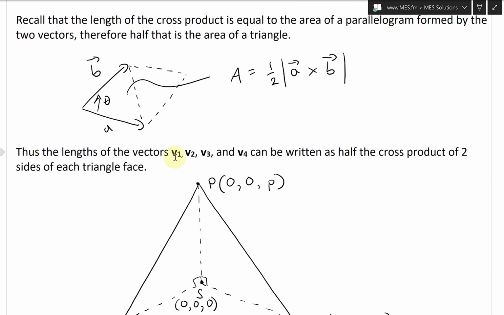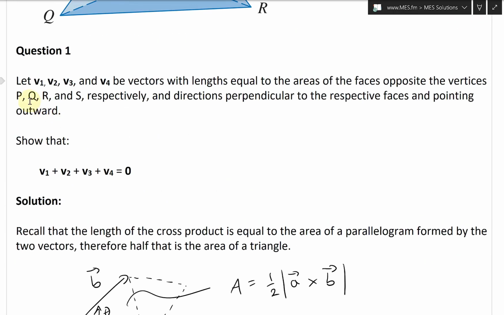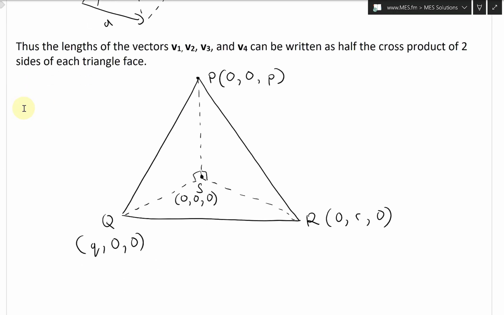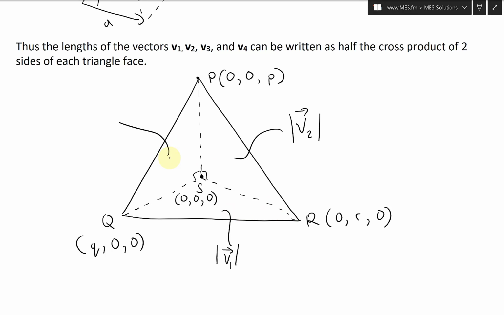So V1 corresponds to the face opposite of P. This is P, so this triangle is going to be the length of the vector V1, like that. And then opposite of Q is going to be our V2. Then opposite of R is going to be over this triangle, and that area is going to be the length V3.